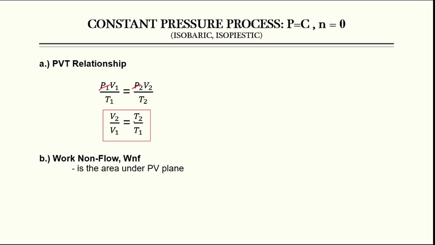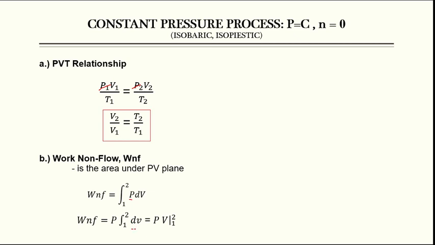Now, for the work non-flow, since meron tayong area kanina, pinakita ko nga dun sa diagram, therefore, meron tayong value ng work non-flow kapag isobaric process. So, ano nga ulit yung formula niya? Work non-flow is equal to integral of PdV limits from 1 to 2. Okay. Labas natin yung P. Since constant yan, lahat ng constant sa integral nilalabas. So, P, integral of dV limits from 1 to 2.